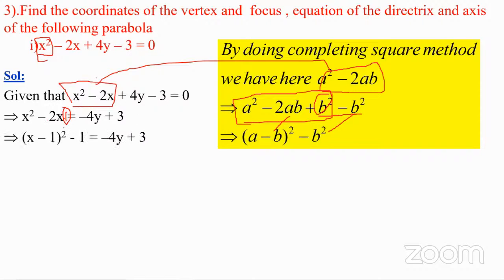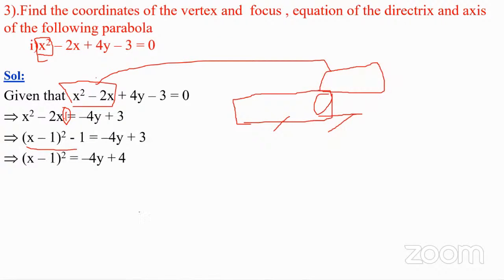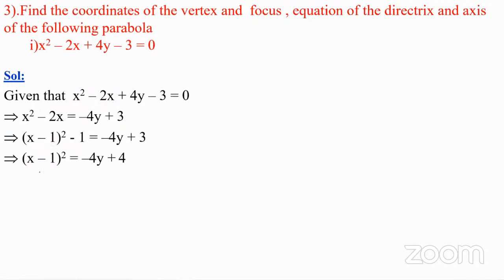Next, I'm adding 1 and subtracting 1. Then I will get (x minus 1) whole square minus 1 equal to minus 4y plus 3. So (x minus 1) whole square equal to minus 4y plus 4. Just take minus 4 as a common factor, then you will get (x minus 1) whole square equal to minus 4 times (y minus 1).